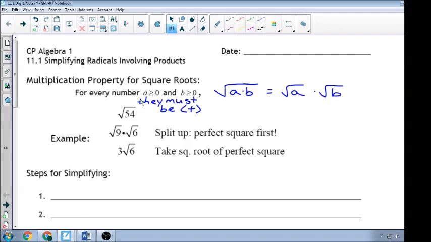I can basically take any number that's inside of a square root, just like the example here, the square root of 54, and split it into two factors of that number, like the square root of 9 times the square root of 6. Once I have that split, I have a perfect square and a not perfect square: the square root of 9 is a perfect square, the square root of 6 is not. Then I can evaluate the square root of 9 and make that 3. That is what we're going to be doing today.